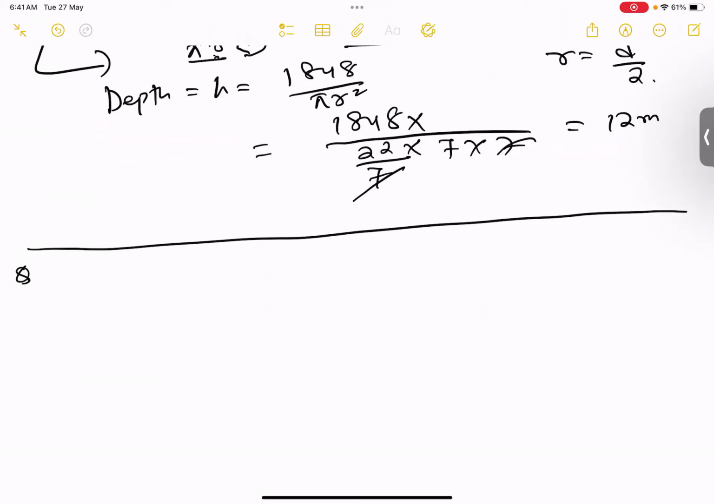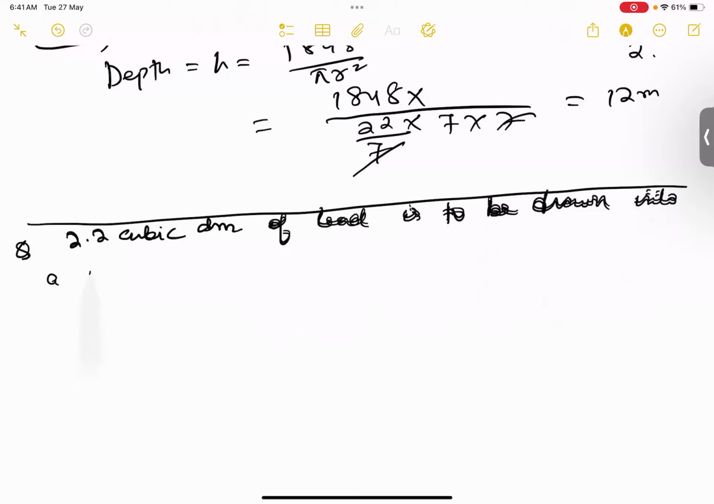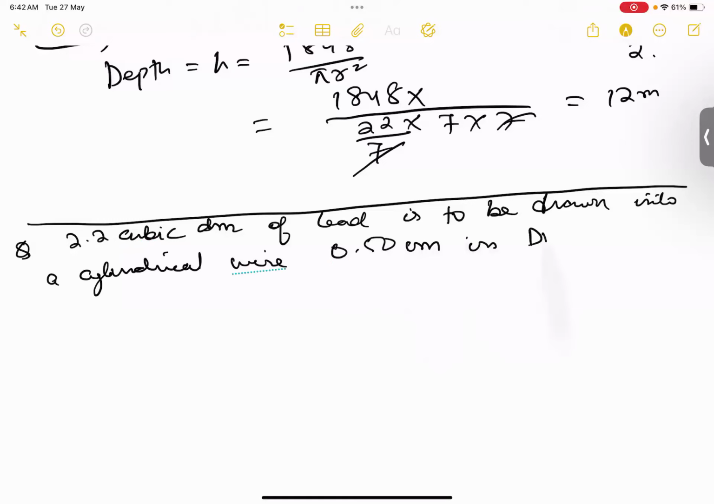It says that 2.2 cubic decimeter of lead is to be drawn into a cylindrical wire of 0.50 centimeter in diameter. Find the length of the wire.